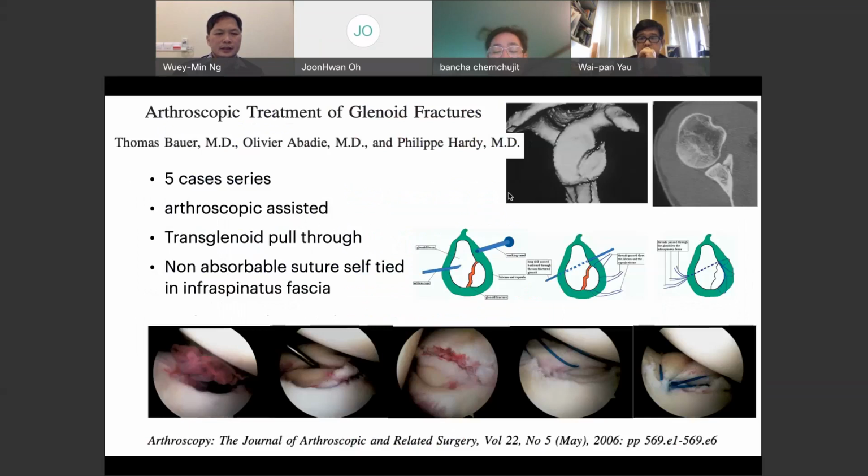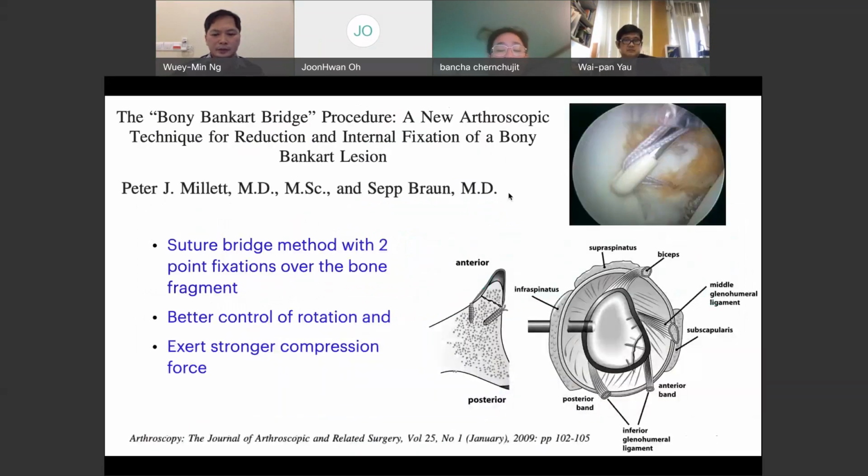Whereas the other techniques using arthroscopy, the transglenoid pull-through technique by Dr. Hua in 2006, used a non-absorbable suture tied to the infraspinatus. The Miller group in 2009 used the suture bridge method, 2-point fixation over the bone fragment. They think this method is more stable because you can prevent rotation and shearing of the bone fragment, and it gives a stronger compression force.